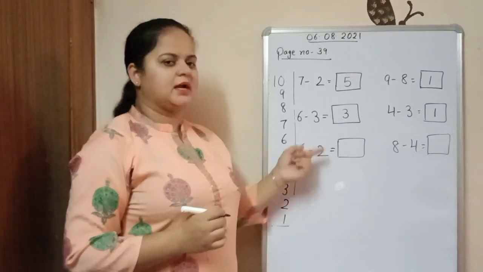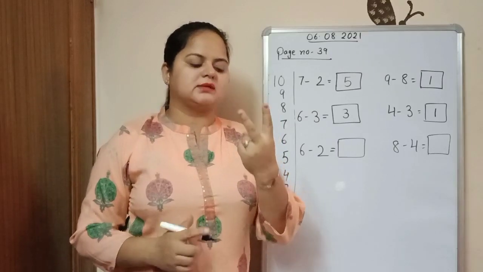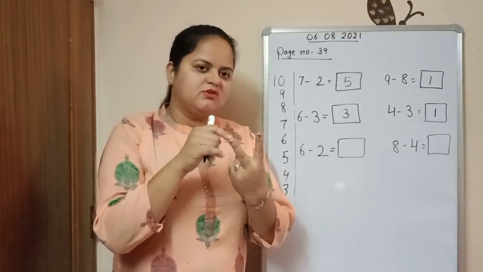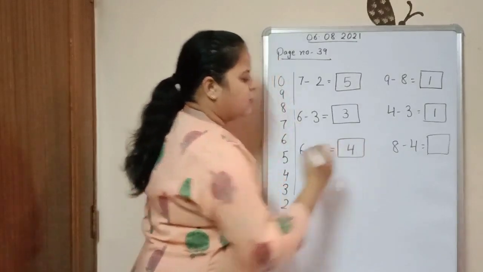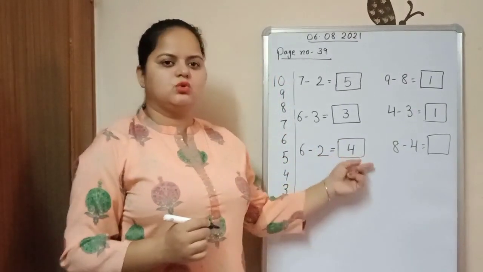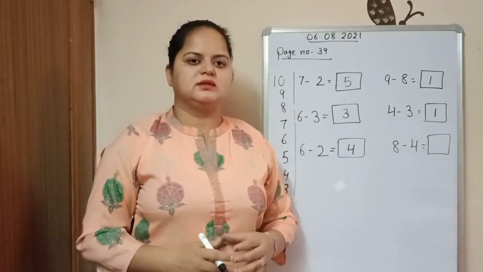Next is 6 minus 2. From 6, 2 back steps. 5, 4. So the answer is 4. 6 minus 2 is 4.